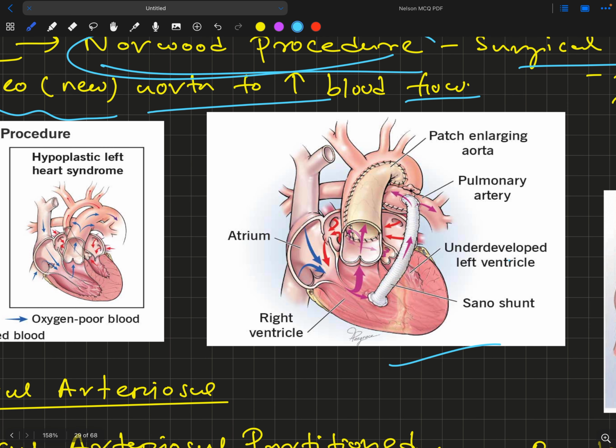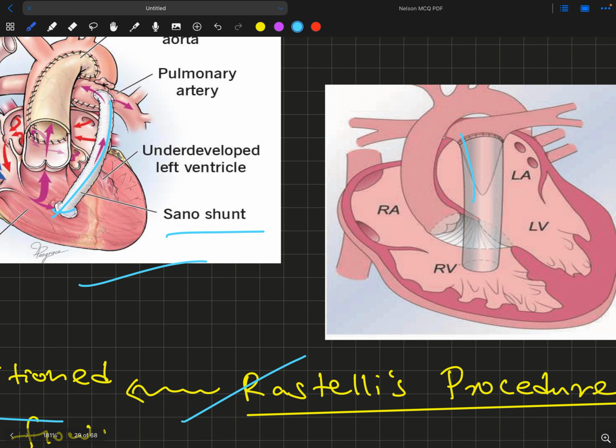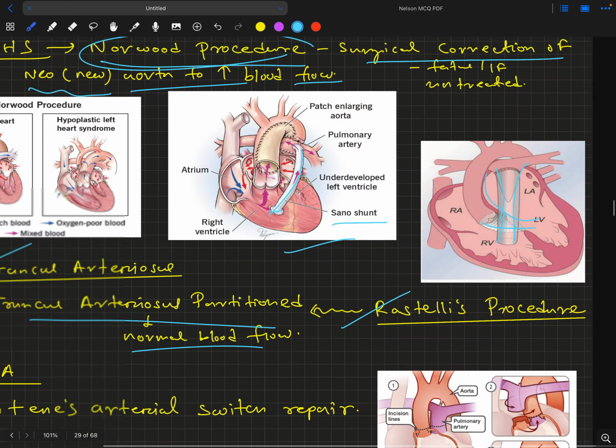In case of truncus arteriosus, if we partition it, there will be normal blood flow. It is called the Rastelli procedure. Now you can see the pulmonary artery is connected to the right ventricle and the aorta is connected to the left ventricle. It is known as the Rastelli procedure, separation of the truncus arteriosus.